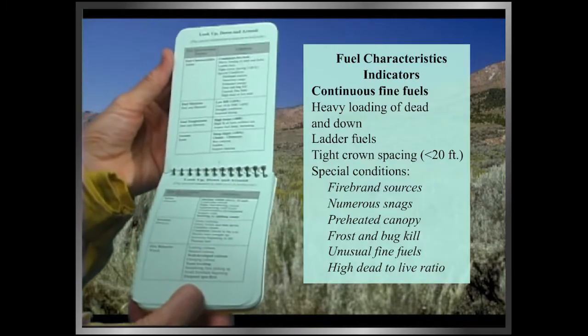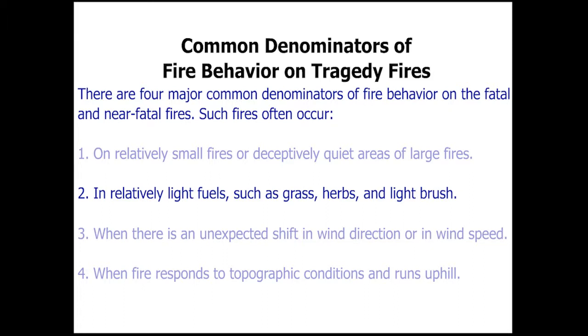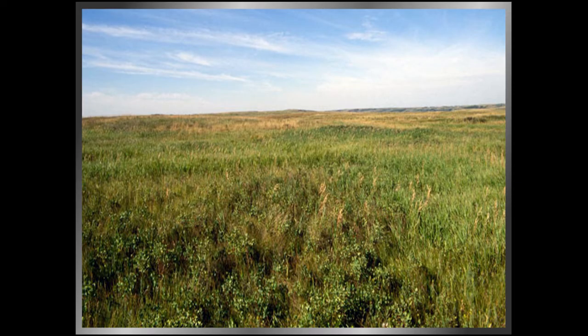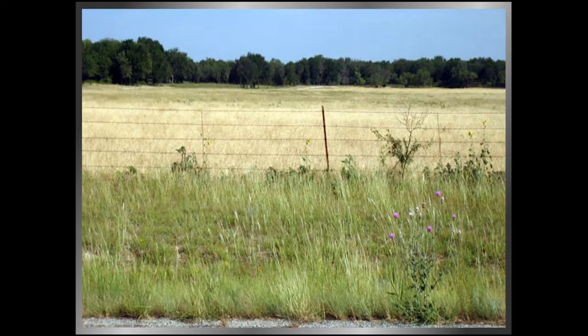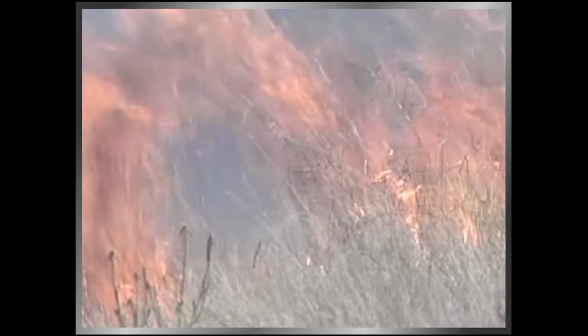The first indicator is continuous fine fuels. This indicator is one of the 4 major common denominators of fire behavior on tragedy fires. Continuous fine fuels are fast-drying, dead or live fuels that are less than 1/4 inch in diameter and have a time lag of 1 hour or less. When continuous fine fuels are dry, they ignite readily and are consumed rapidly by fire. They increase the potential for rapid rate of spread, and they are the primary carrier of fire.